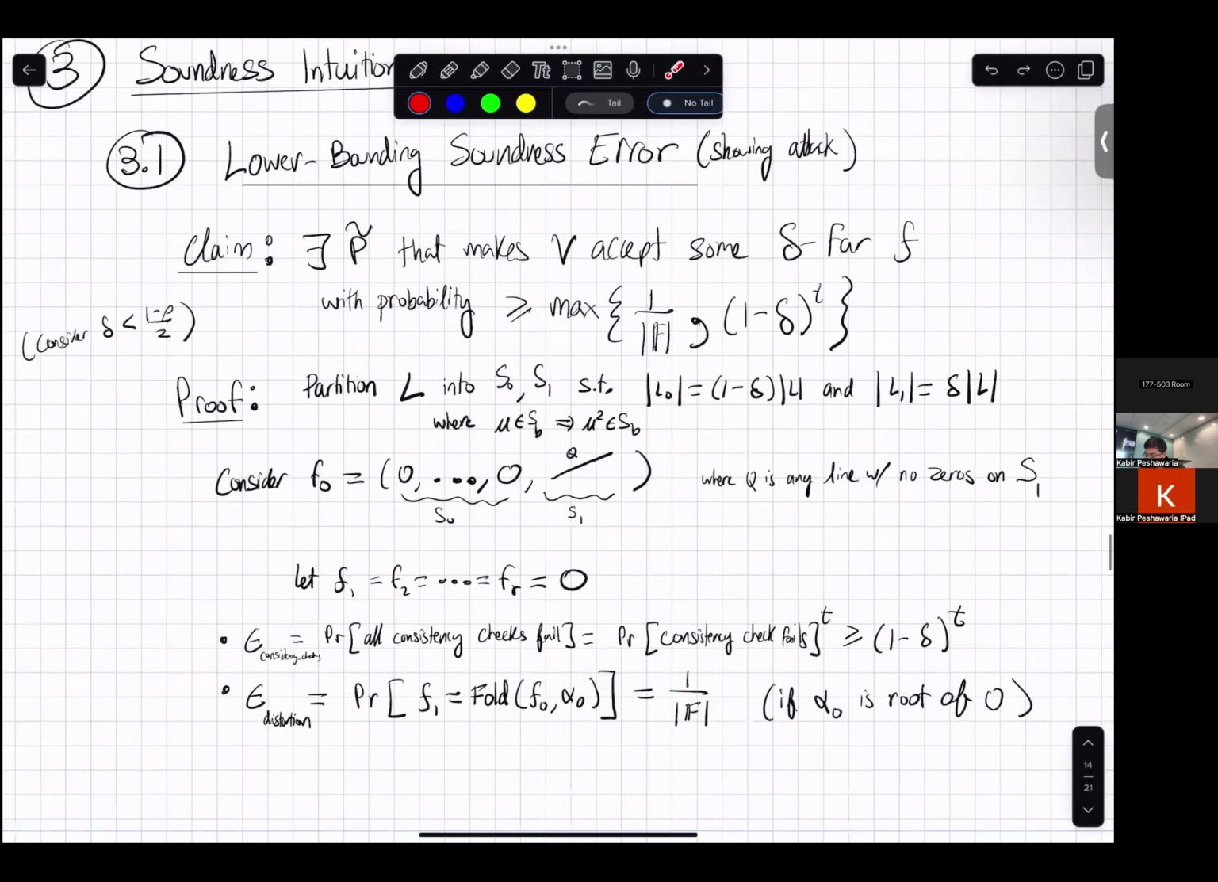Okay, cool. Any other questions about this lower bound for soundness? Basically I've said that either the prover wins with this probability or this probability. Or just union bound these guys, I guess.